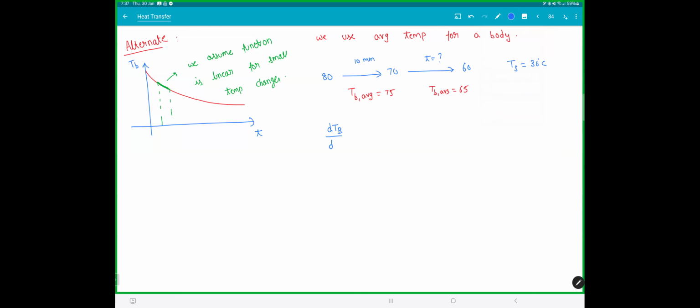So dT_B by dt is minus B. Now this will become T_B average minus T surrounding. So for the first one, 80 minus 70, time taken is 10 minutes, minus B, average is 75 minus 30. For the next one, 70 minus 60, time I don't know, minus B, average is 65 minus 30. Divide them. This will be 10, 10 will cancel. 10 by t.